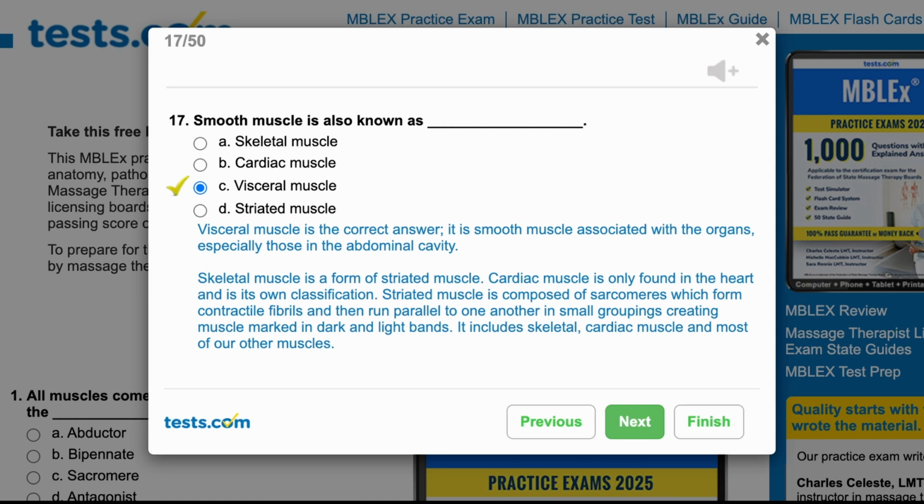Skeletal muscle is a form of striated muscle. Cardiac muscle is only found in the heart and is its own classification. Striated muscle is composed of sarcomeres, which form contractile fibrils and then run parallel to one another in small groupings, creating muscle marked in dark and light bands. It includes skeletal, cardiac muscle, and most of our other muscles.